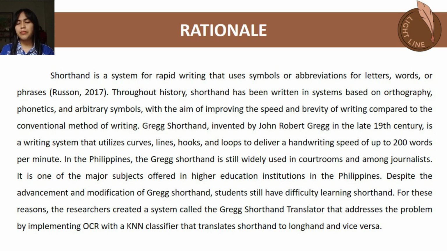Rationale. Shorthand is a system for rapid writing that uses symbols or abbreviations for letters, words, or phrases. Throughout history, shorthand has been written in systems based on orthography, phonetics, and arbitrary symbols, with the aim of improving the speed and brevity of writing compared to the conventional method of writing. Gregg shorthand, invented by John Robert Gregg in the late 19th century, is a writing system that utilizes curves, lines, hooks, and loops to deliver a handwriting speed of up to 200 words per minute. In the Philippines, the Gregg shorthand is still widely used in courtrooms and among journalists.